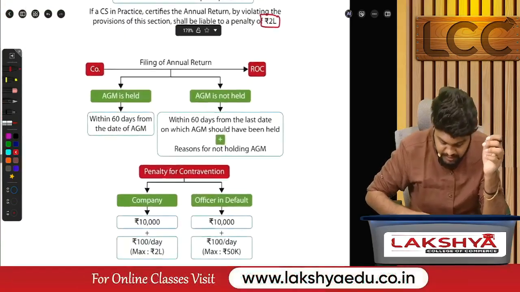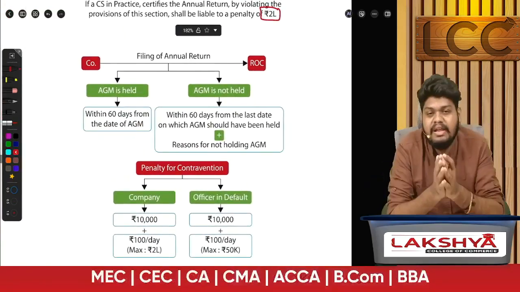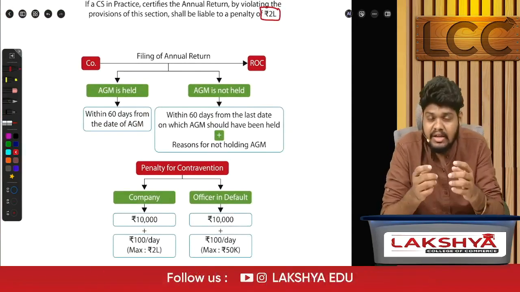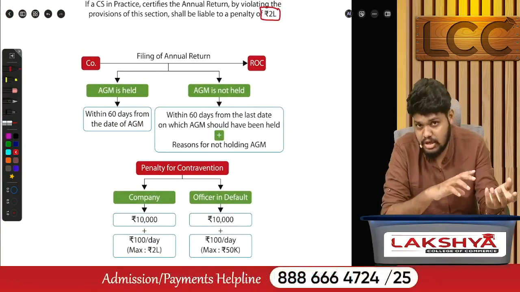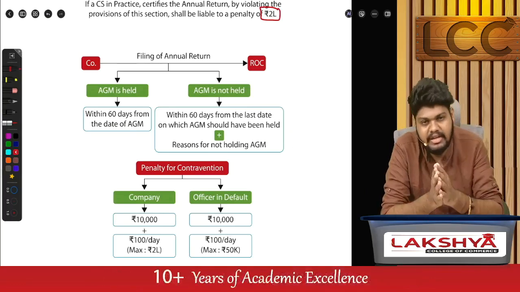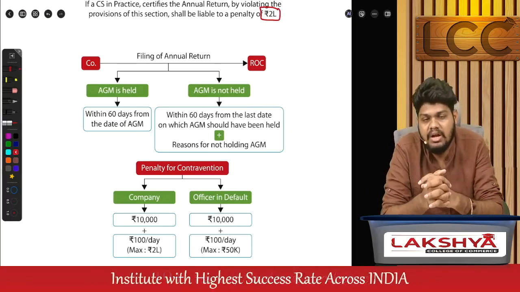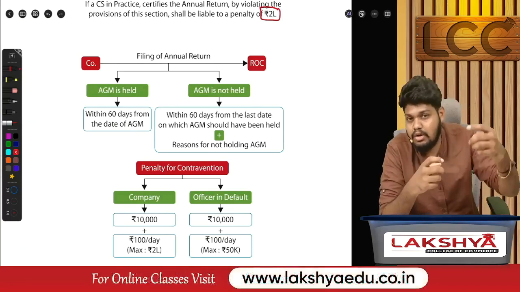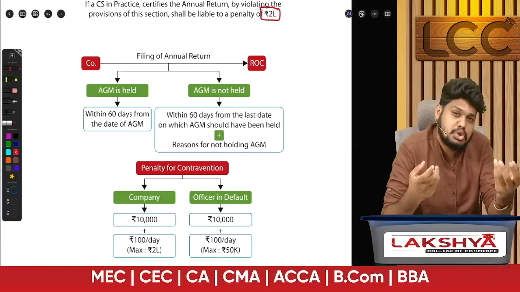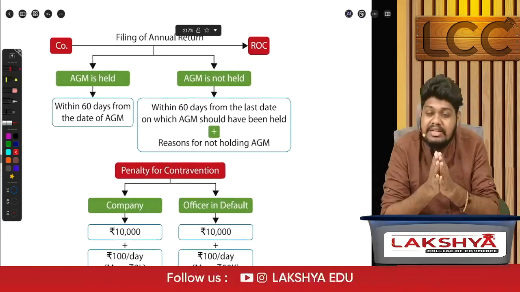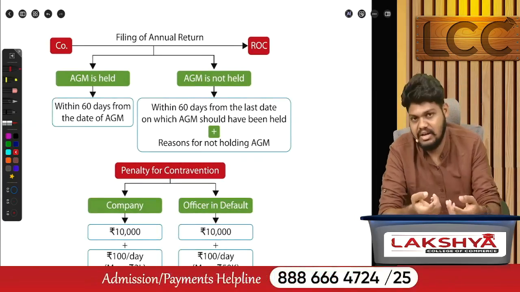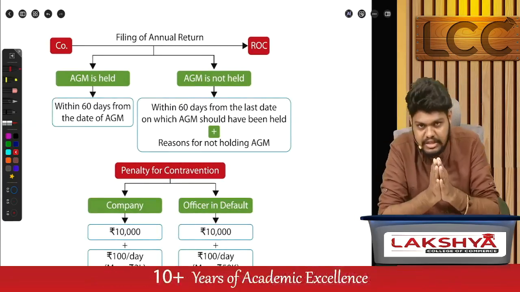Coming to the second part of the penalty of section 92, filing of annual return. Once the annual return has been prepared and signed, it has to be approved in the general meeting. Once the annual general meeting has been conducted, it has to be filed with the ROC within a period of 60 days from the date of AGM. And if the AGM is not held, it has to be filed within 60 days from the last date on which AGM should have been held, along with the reasons of not holding the AGM.